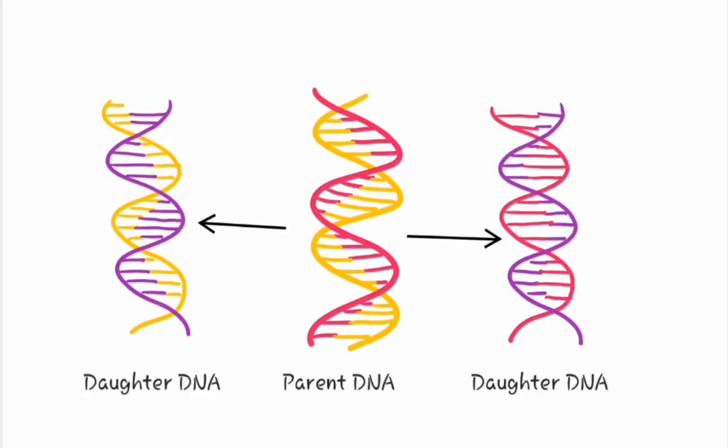Now there is one important thing about DNA replication, and it is that the DNA replication is semi-conservative. This happens because the 2 strands of parent DNA are conserved in the daughter DNA. This could be easily figured out from this diagram. So, DNA replication is a semi-conservative process.